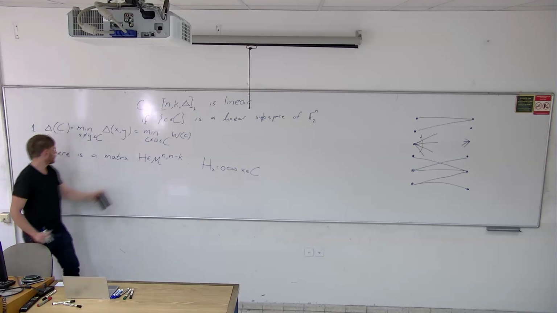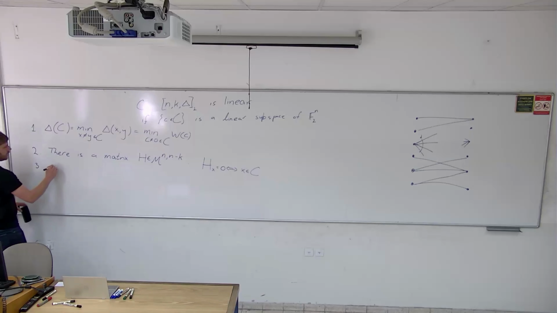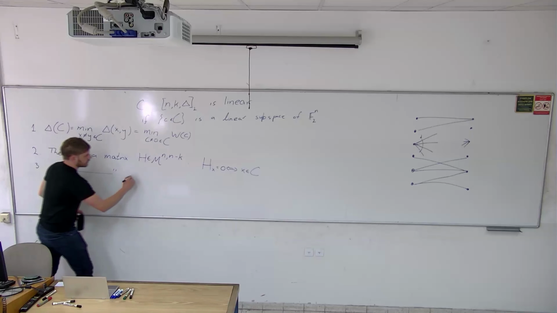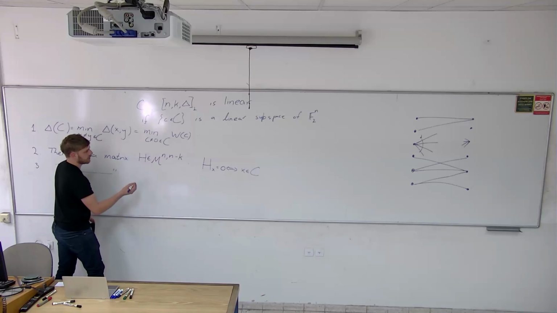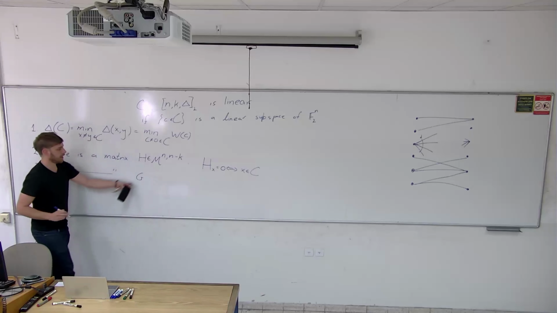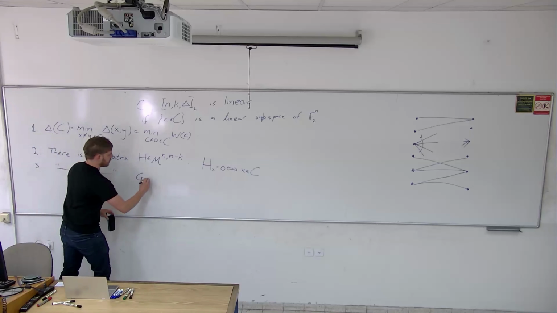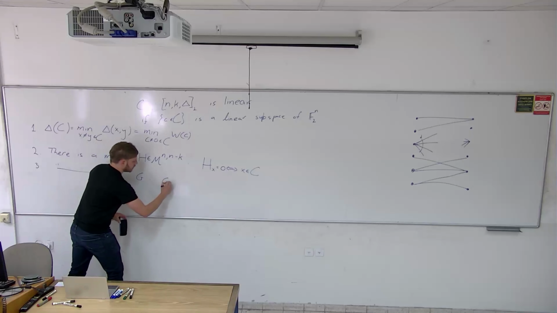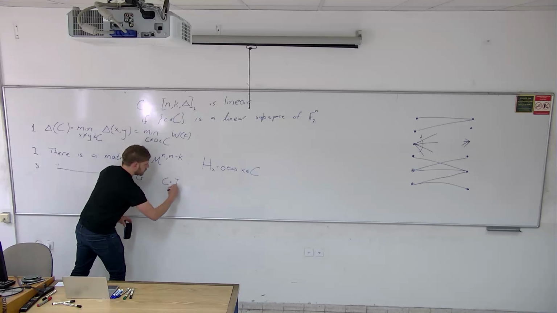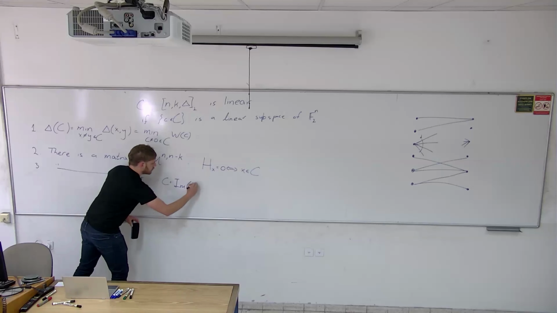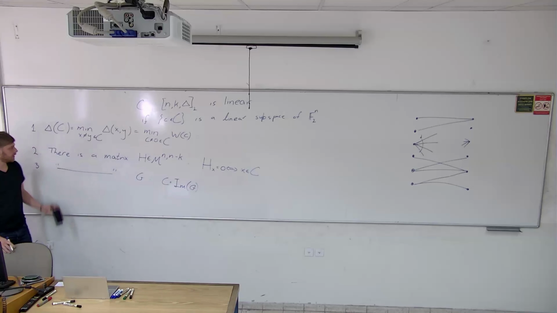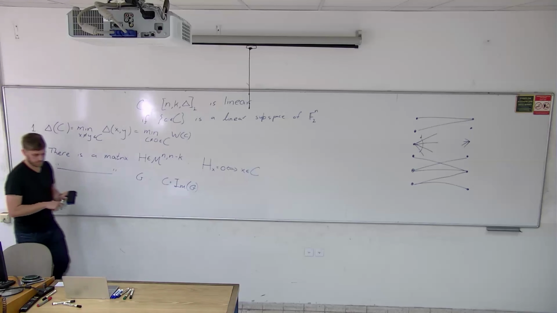Okay, so we have a matrix H, and there is a matrix, usually called G, the generating matrix, such that C is just the image of G. Okay, so I'll need these facts about linear codes.